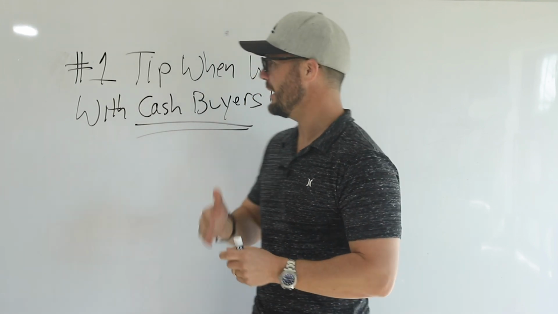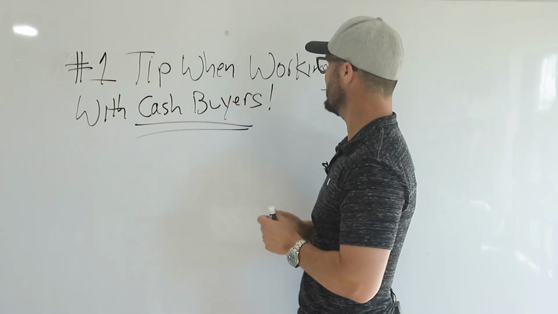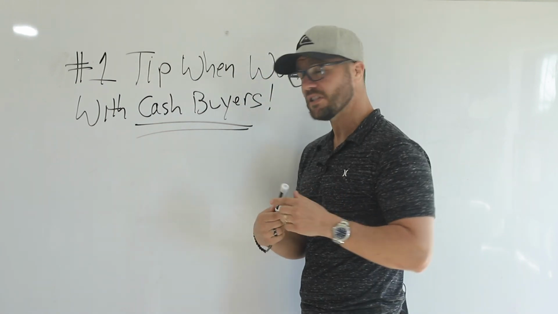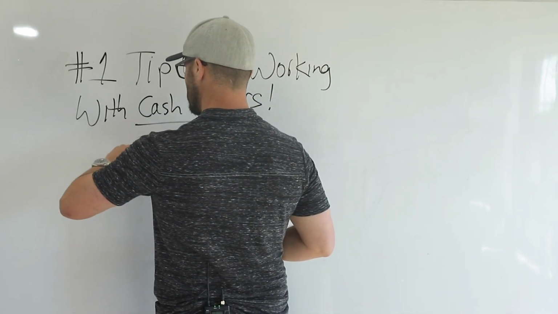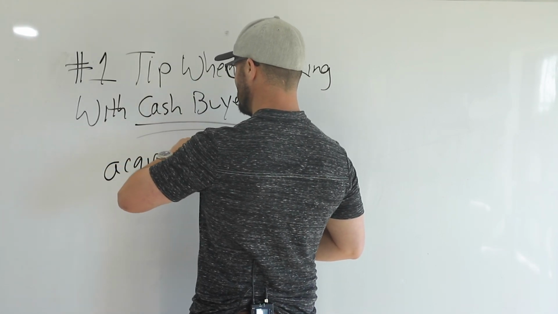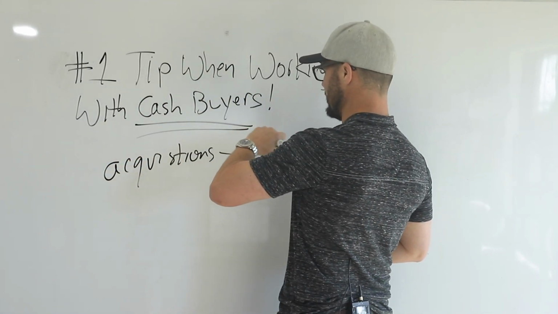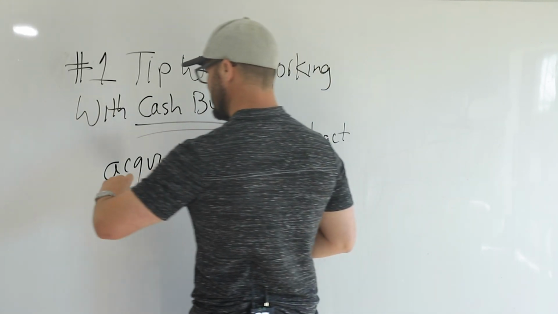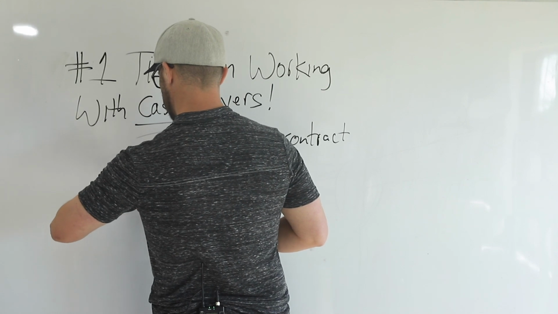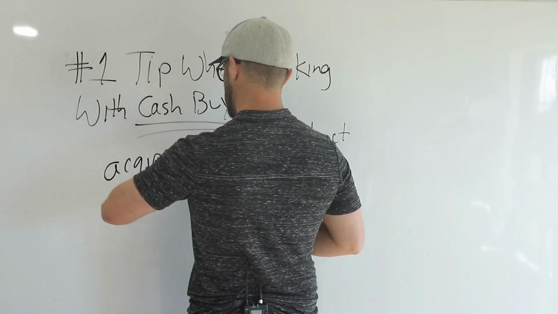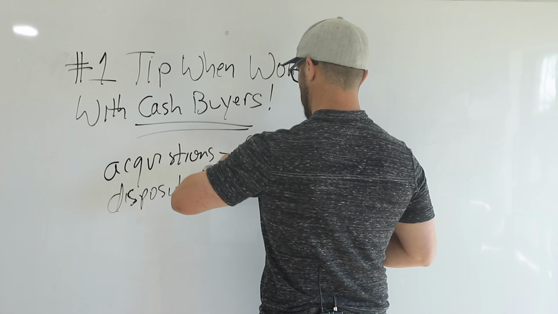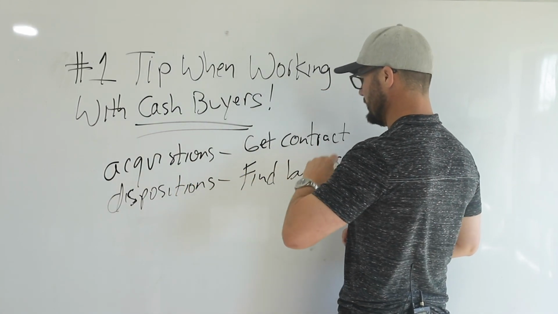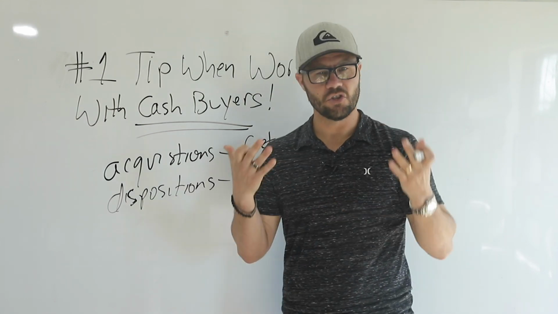Okay, so let's talk about the number one tip when working with cash buyers. As a wholesaler, you understand that there are two sides of the business. There's acquisitions, which is everything it takes to get the contract from a seller. And then there's dispositions, which is finding your buyer and wholesaling your deal to buyers. Okay, so there's two sides of that business.